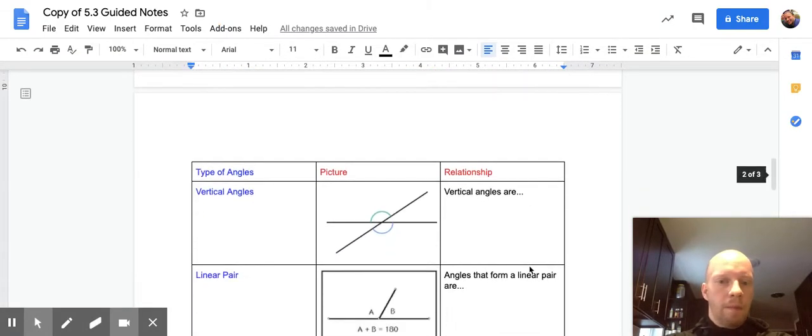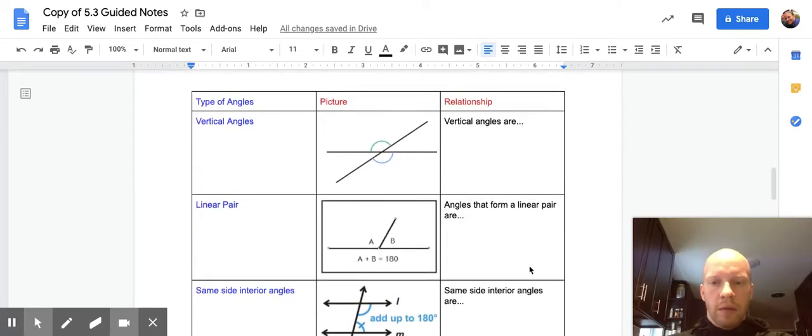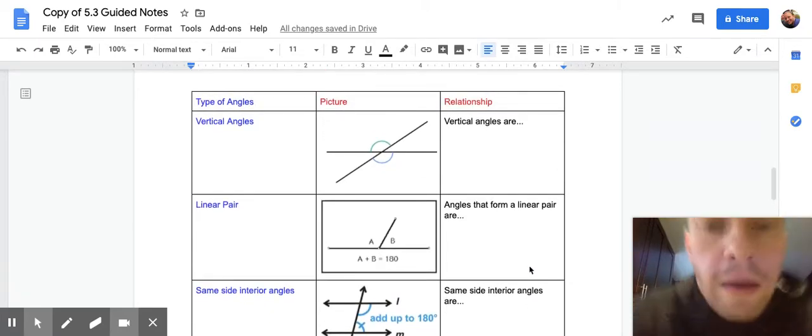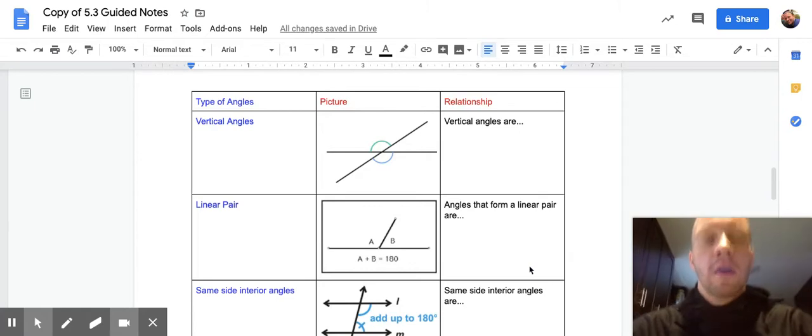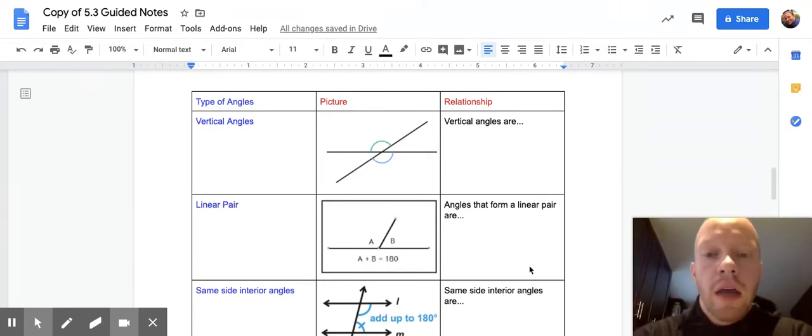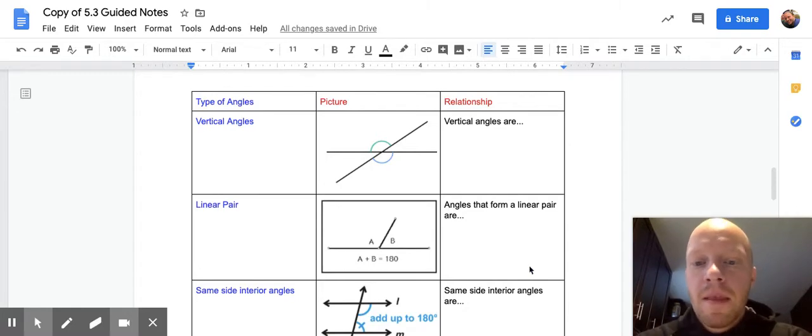Okay, good. Now we're going to move on to the more guided notes portion, all right? Here we have some vocabulary words. Some of these are vocabulary words that we have done in the past, and some of them are going to be a little bit new. So what we have here is vertical angles. Now we did vertical angles before we left.